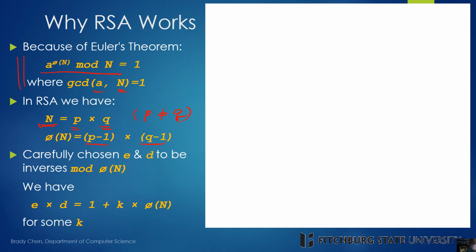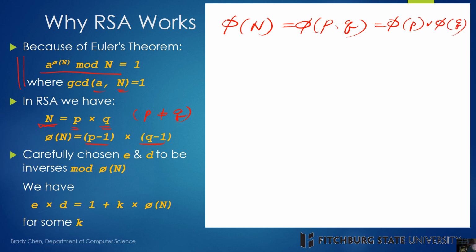We can easily see this, because phi of n is phi of p times q, since n is p times q. Because p and q are prime numbers, we can calculate phi of p times phi of q. Now p is a prime number, so Euler's totient function is p minus 1, and q is also a prime number, so phi of q is q minus 1.